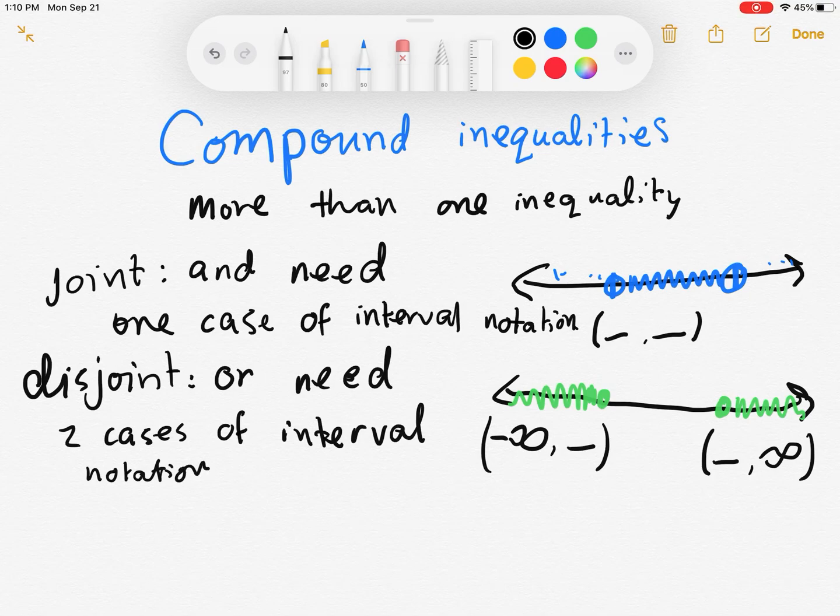One other important thing to remember is that when you do this, you also have to include what's called the union between the two inequalities. So that's the big U, it stands for union. And basically it connects interval notation together.